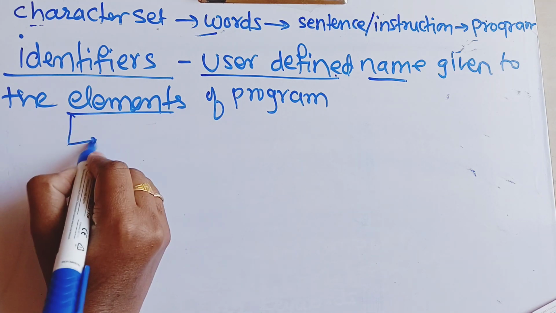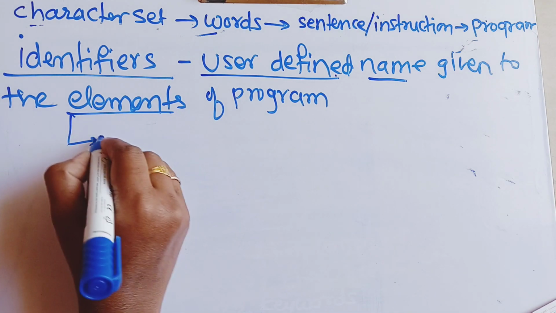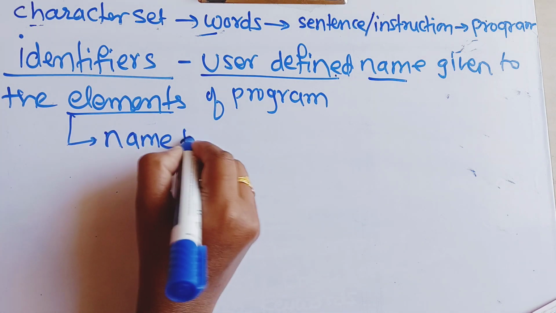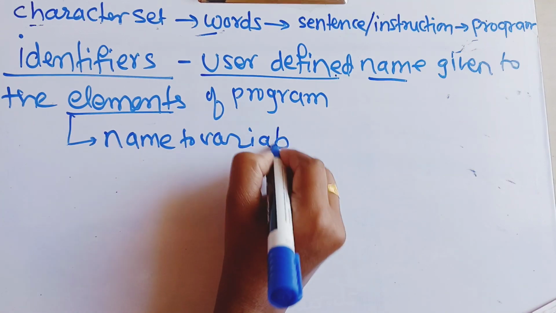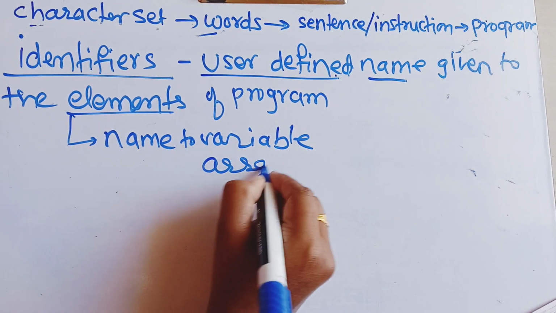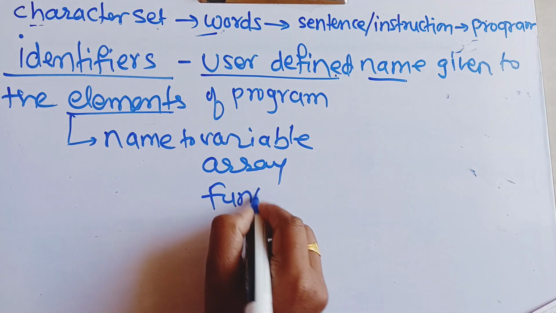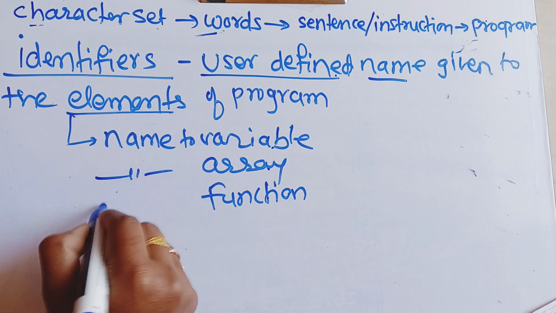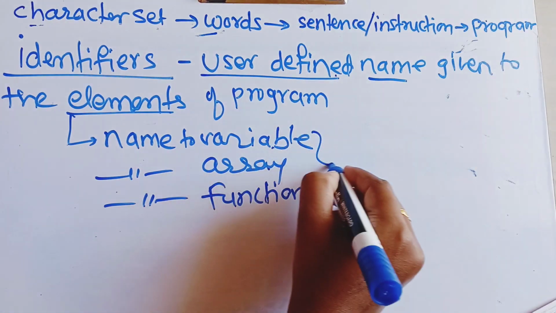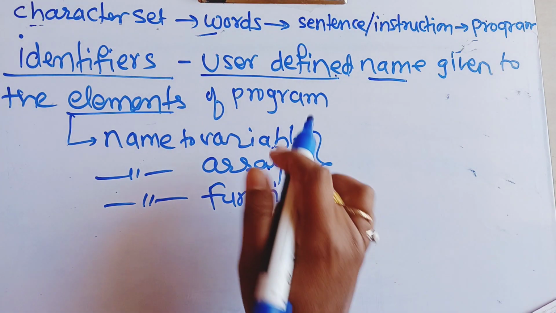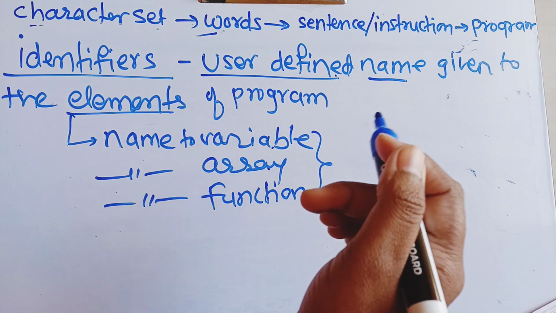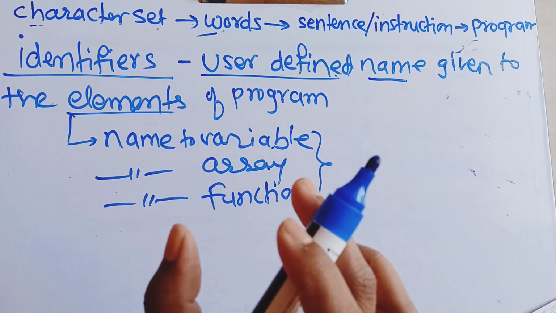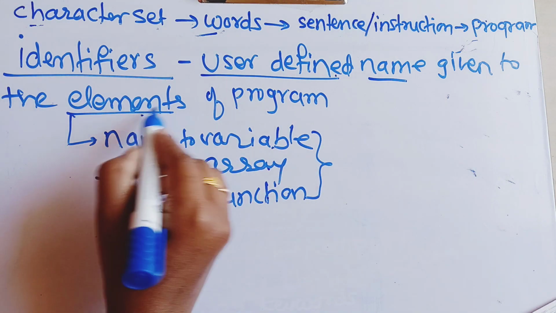Now what are the elements of a program? Elements of a program can be a variable. So in order to give a name to the variable, or I can say a name to the array, a name to the function, a name to the pointer. So now you will see what all these things are. Variable, array, function, pointer, these are the elements of a program. We are going to learn them in detail in the future. So identifiers are used to give names to the elements of a program.